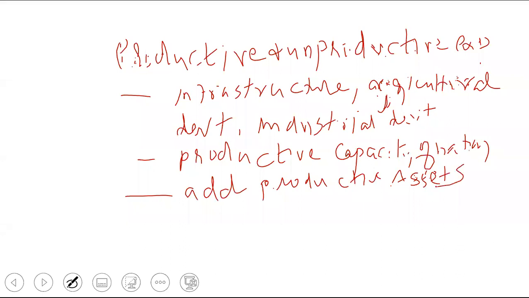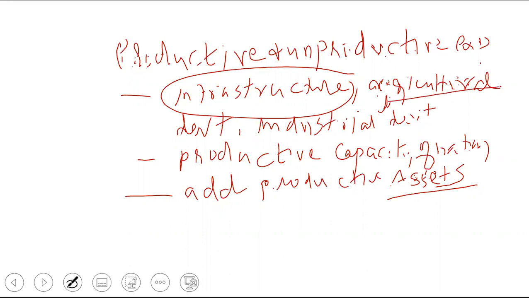For example, when the government is constructing roads, an airport, a seaport, you know, these are the examples of infrastructure. Also automatically it will increase the productive capacity and it will improve the economic development of the nation. Money which is spent on agriculture, money which is spent on industry, this is quite useful to the economy. Then what is unproductive expenditure?